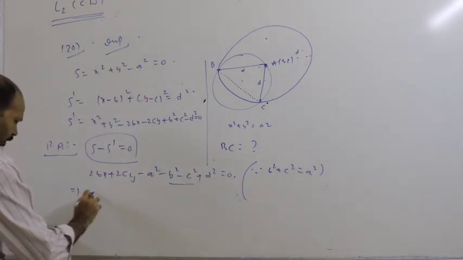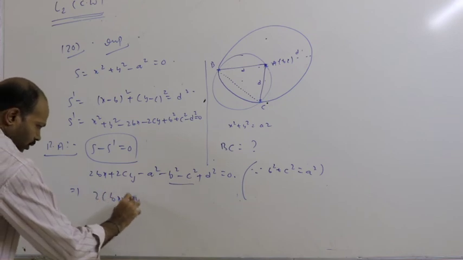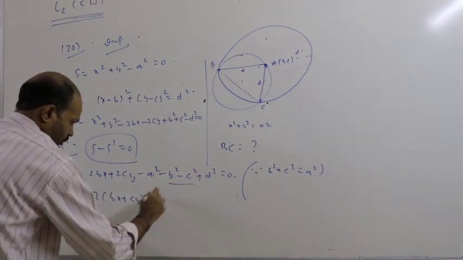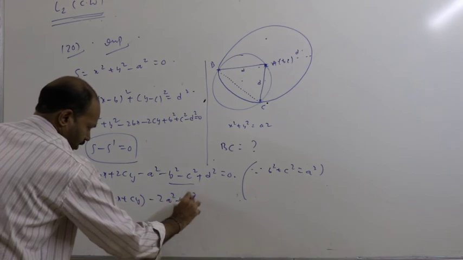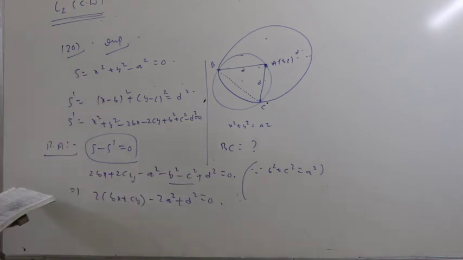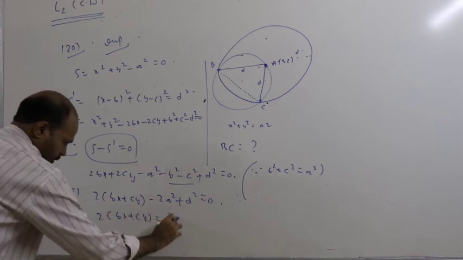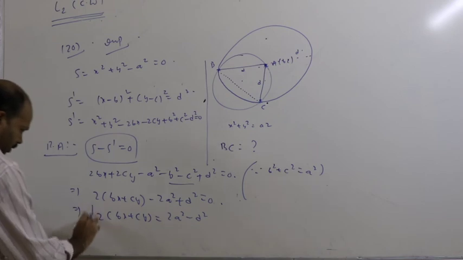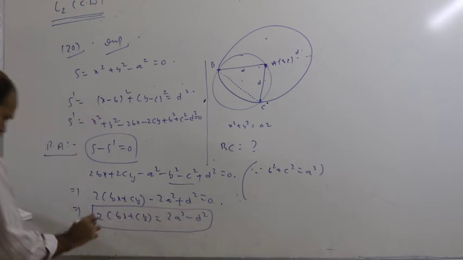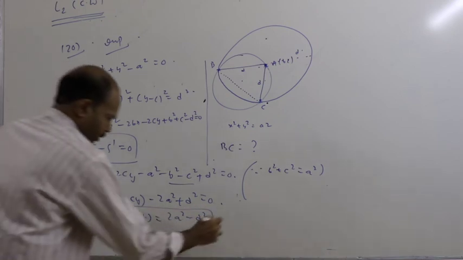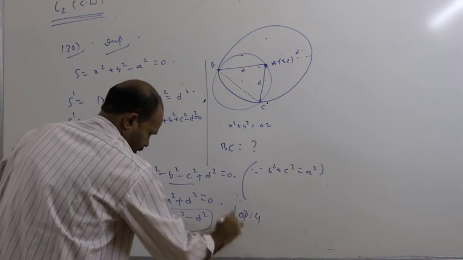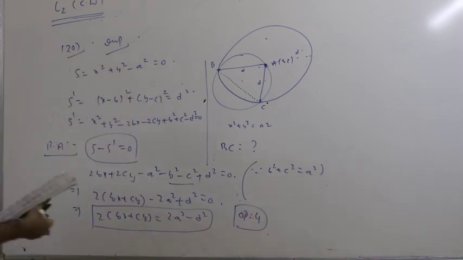Then this is nothing but 2 into (bx plus cy) minus a square minus 2a square plus d square is 0. Or you may write it in the standard form as per the option: bx plus cy is equal to 2a square minus d square. So one very important from your material, this is nothing but your option 4.